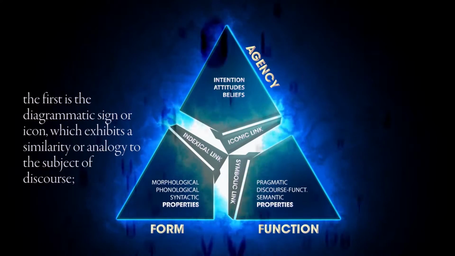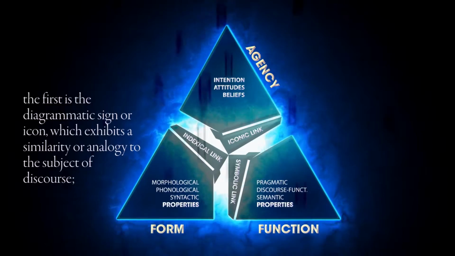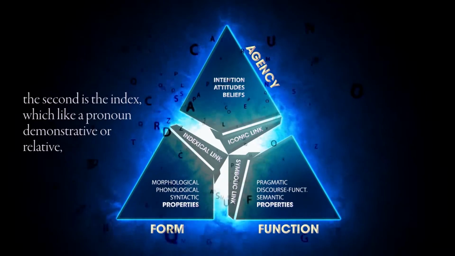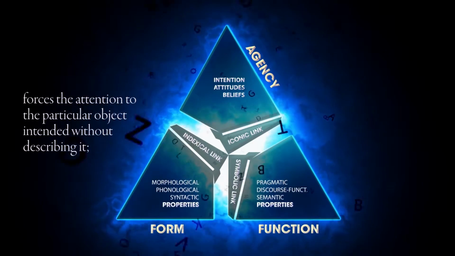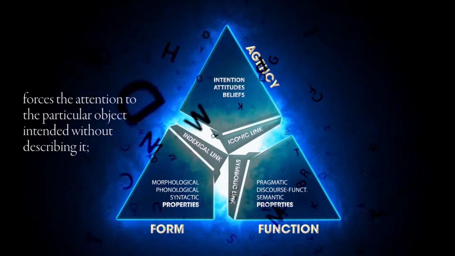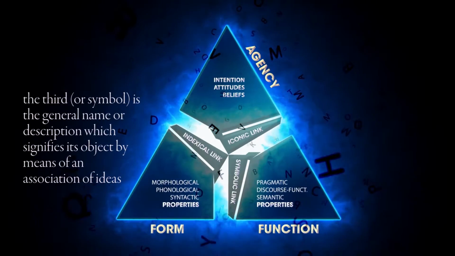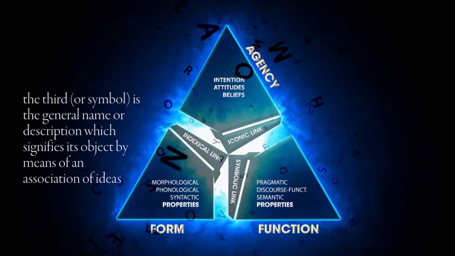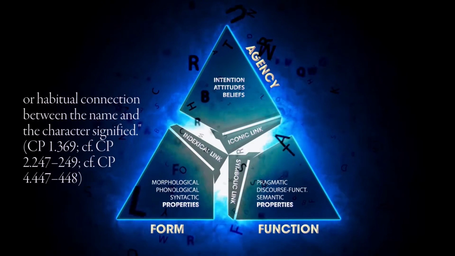The first is the diagrammatic sign or icon, which exhibits a similarity or analogy to the subject of discourse. The second is the index, which, like a pronoun demonstrative or relative, forces the attention to the particular object intended without describing it. The third, or symbol, is the general name or description which signifies its subject by means of an association of ideas or habitual connection between the name and the character signified.